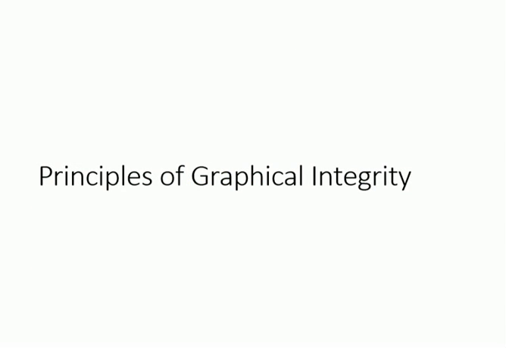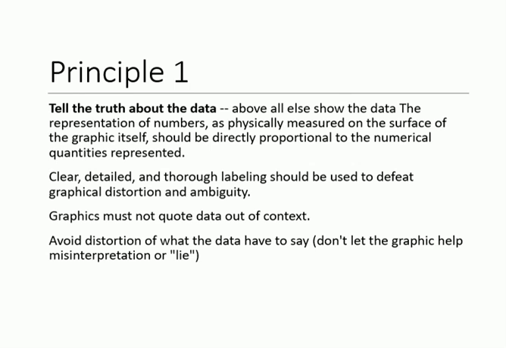There are 4 principles of graphical integrity, and we will describe each of them and what they are based on. Number 1 is that we should tell the truth about the data, which means any visualization we make should depict only the data which is in our data table and which is relevant to that visualization. Anything we have measured should be equal to its representation on the physical surface of the graphic, or directly proportional to the numerical quantities.